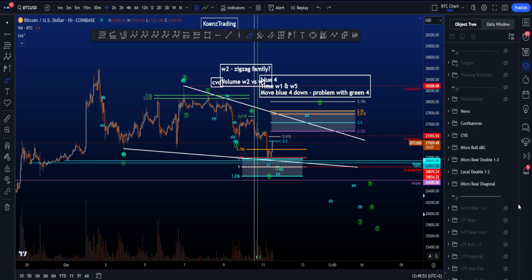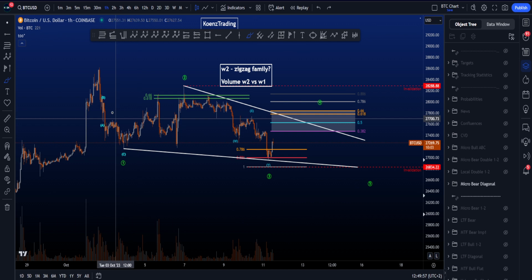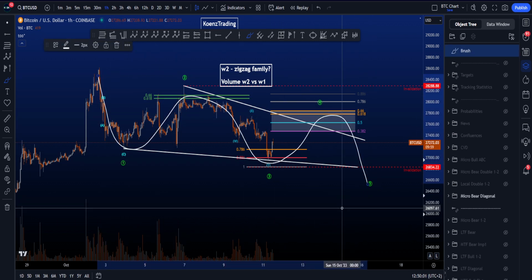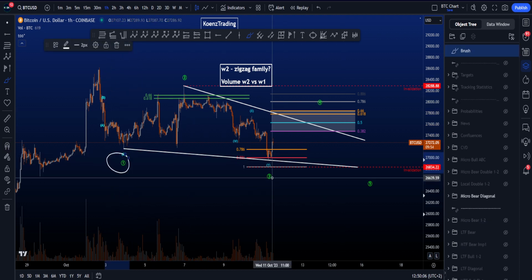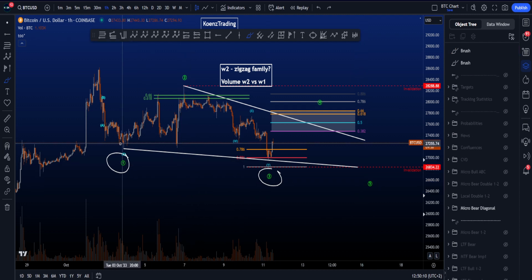Hi everyone, let's go over my bullish and bearish Elliott Wave scenarios on Bitcoin, starting with the micro bearish diagonal scenario, where we are looking for a 5-wave structure to the downside in the form of a diagonal where all of the impulsive structures, wave 1, 3 and 5, have to be a 5 or a 3-wave structure, and wave 2 and 4 have to be 3-wave structures.